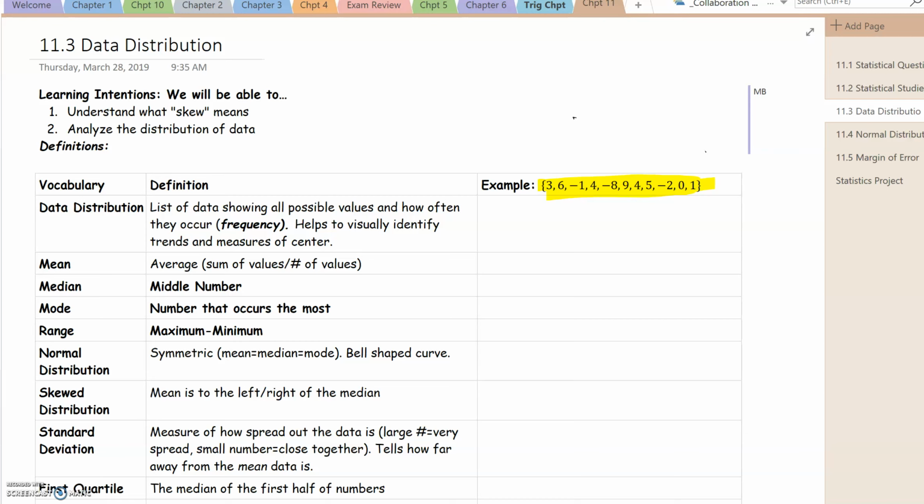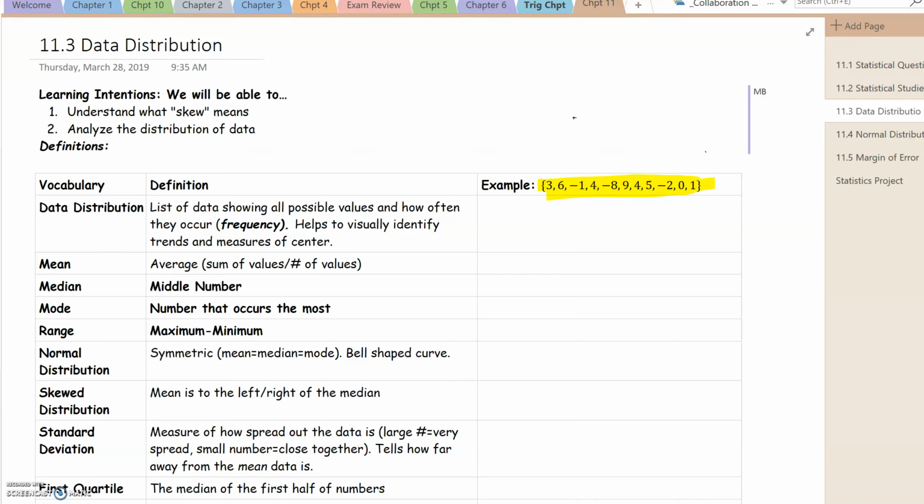Alrighty, so we're going to get started on 11.3 data distribution. Our learning intentions for today: you're going to understand what the word skew means, and we're going to be able to analyze the distribution of data. So data distribution is a list of data showing all possible values and how often they occur. Another word for how often things occur is frequency, so you might hear me use the word frequency. The data distribution helps us visually identify trends and measures of center.